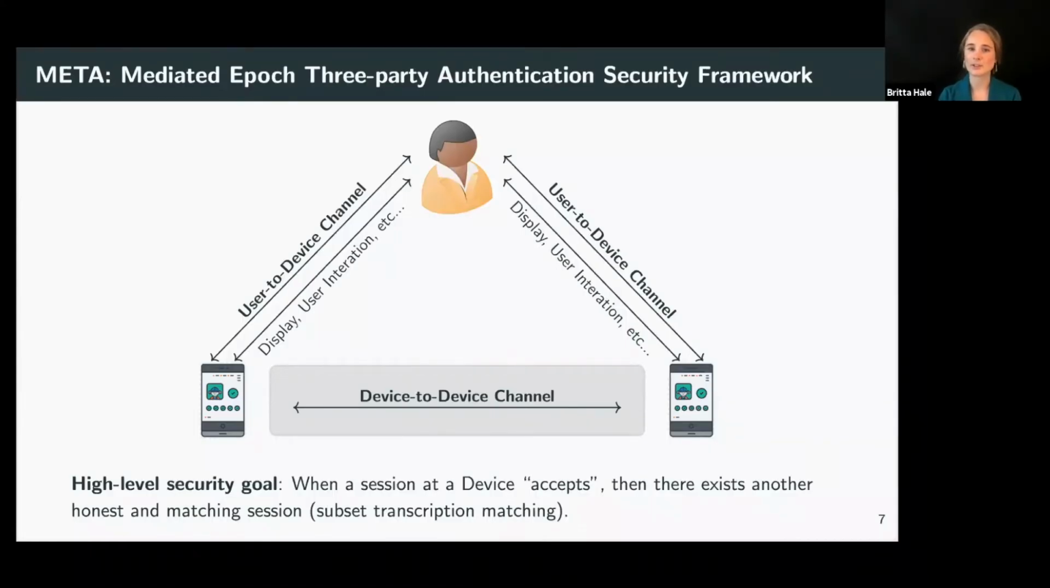We now consider the mediated epoch three-party authentication model, META. This model is in two parts. First of all, there is a device-to-device channel. Then there is a user-to-device channel. The user-to-device channel covers things like user interaction or display, which could be affected if there was malware on the device. We consider these separately with separate queries for each.